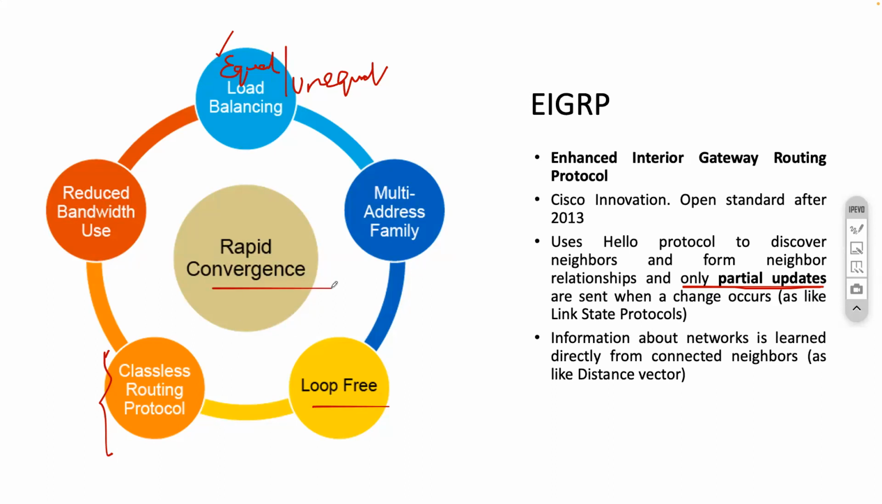Rapid convergence. Why are we saying it can converge rapidly? Because it uses the DUAL algorithm and it keeps the backup path in its topology table. We'll go through all these concepts; I'm just giving you a brief about EIGRP. Reduced bandwidth usage. We just now saw that it only sends the partial updates, not the complete updates. That's where we are saying it reduces the bandwidth usage from a control plane perspective. All right. Anybody have any question?